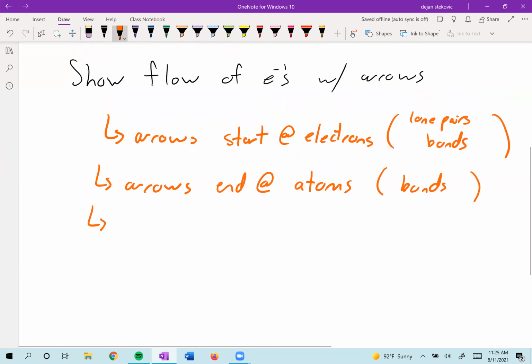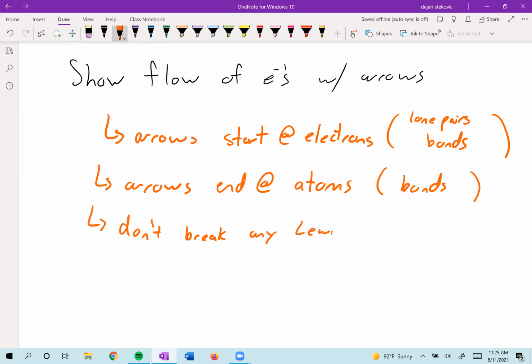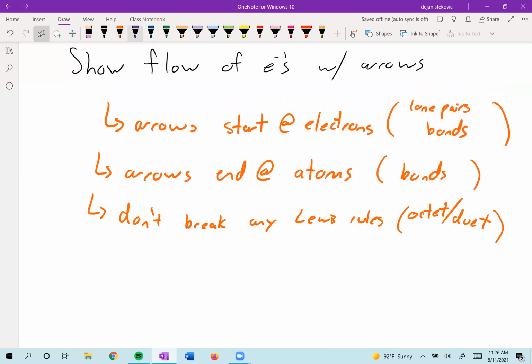And then the final thing to keep in mind is while we're drawing these mechanisms, don't break any of the Lewis rules. Right, mainly what we're talking about here is the octet rule and the duet rule for hydrogen, right? So hydrogen can't have more than 2 electrons, and most other elements can't have more than 8. So don't break that rule.